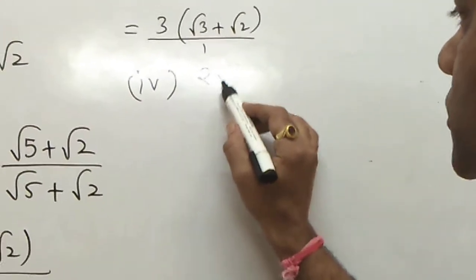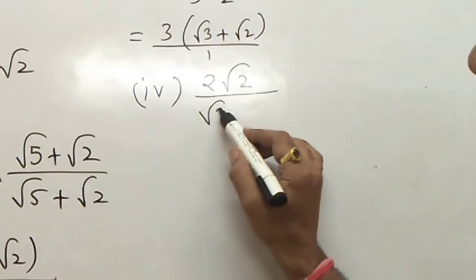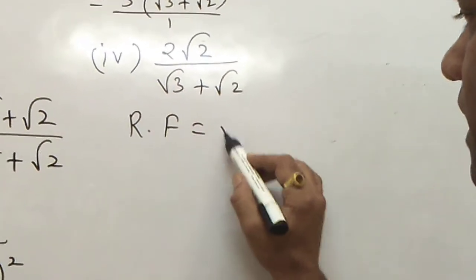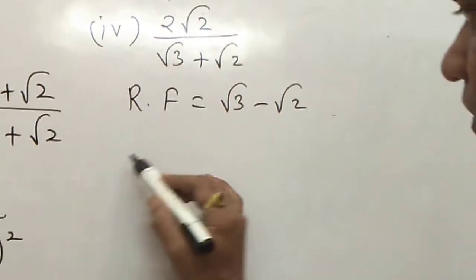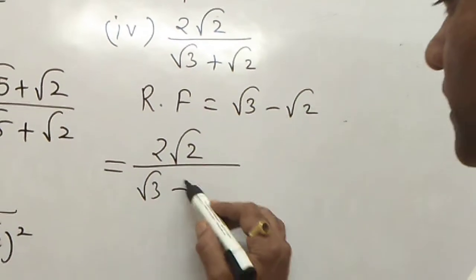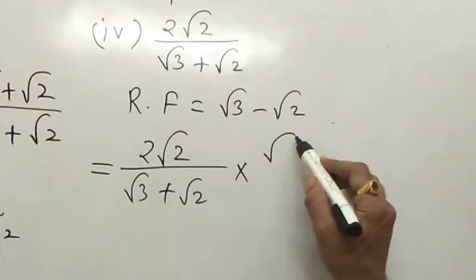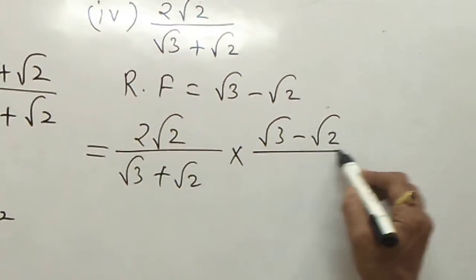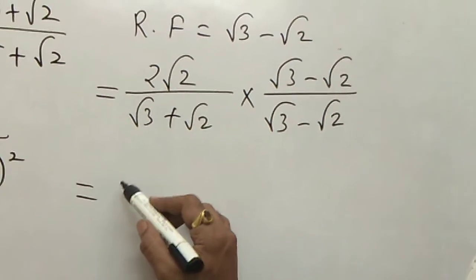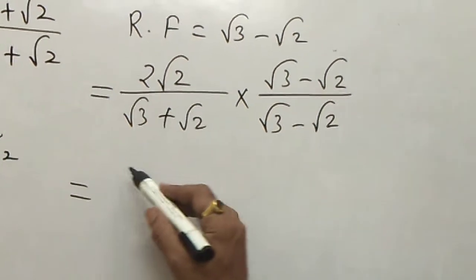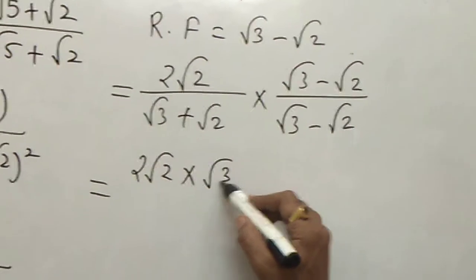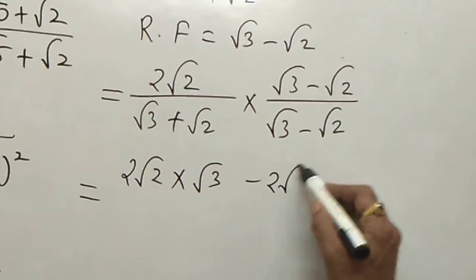We have 2 root 2, and now here we have root 3 plus root 2. So first you find the RF. The RF is root 3 minus root 2. So 2 root 2 and here root 3 plus root 2, but multiply by root 3 minus root 2. Again you write down root 3 minus root 2, and then now you multiply both numbers here, like 2 root 2 multiply by root 3 and 2 root 2 multiply by root 2.